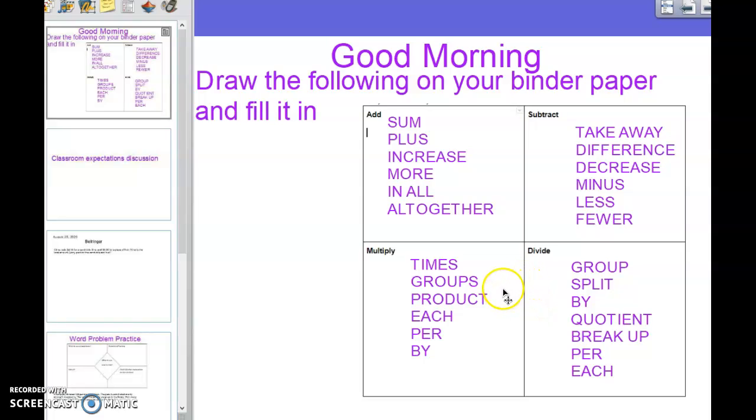Okay, you might want to pause the video now so that you can go in and take a look at your keywords so that you have it updated.